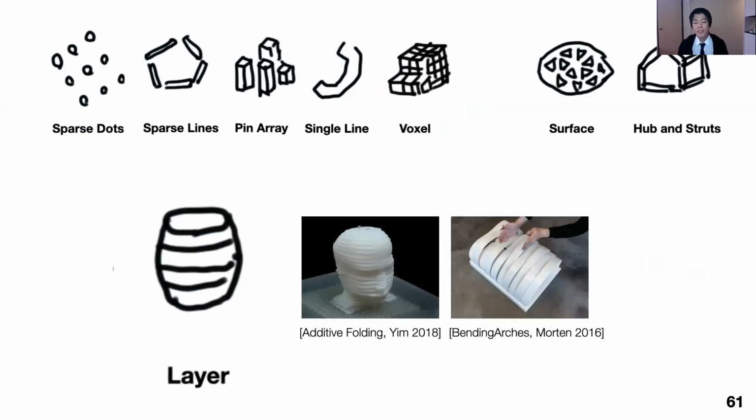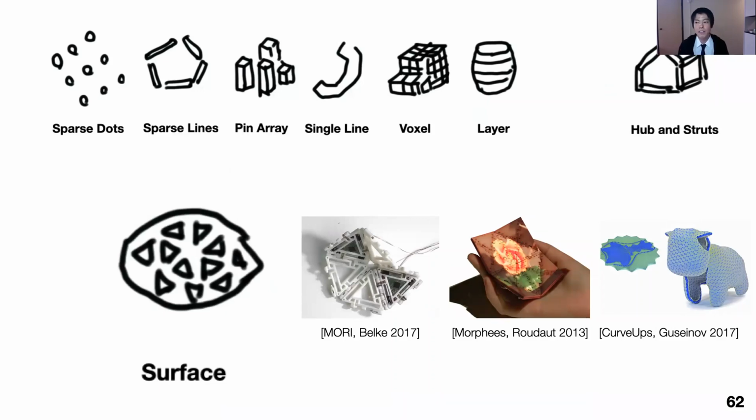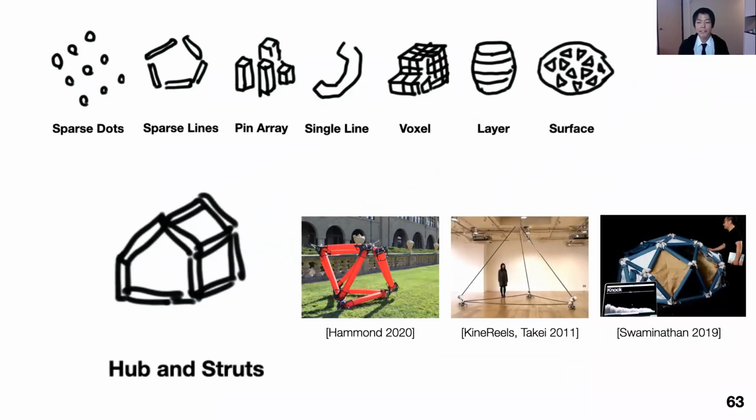And the layer could be using a transformable sheet or a stack of sheets to make a dynamic 3D shape. And the surface is using connected elements that can continuously bend together to create a 3D shape. As well as the Hadden struts, which are connected lines that can extend or pivot to make a variety of shapes.